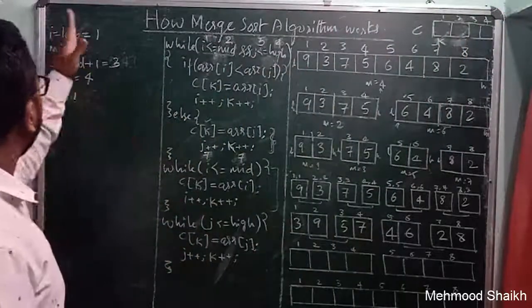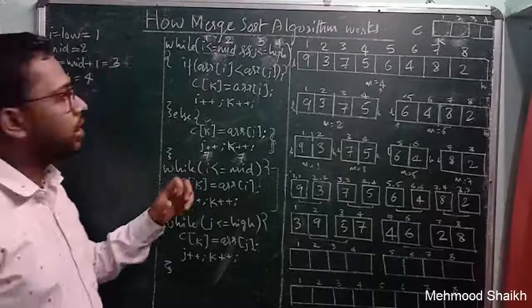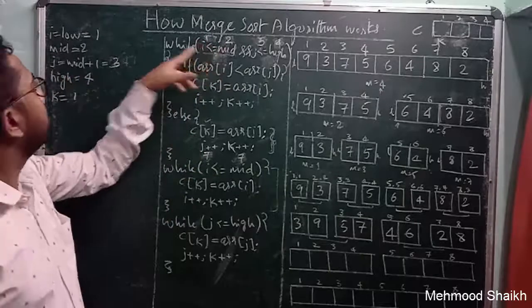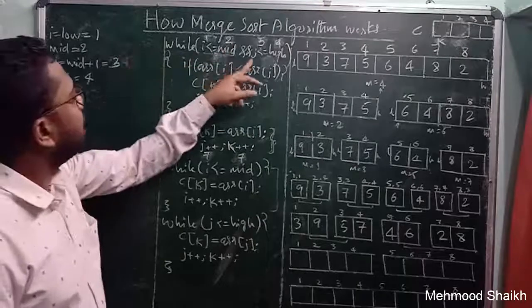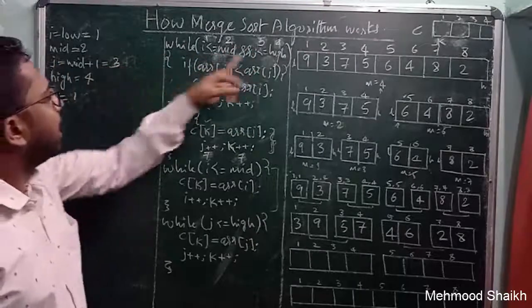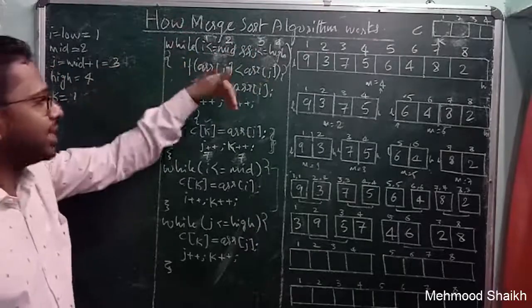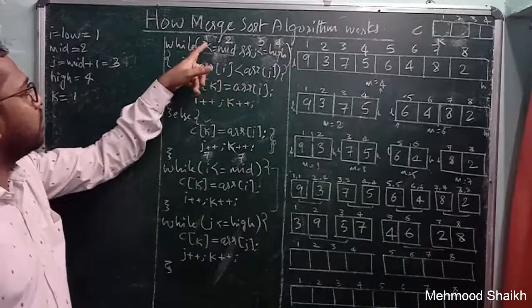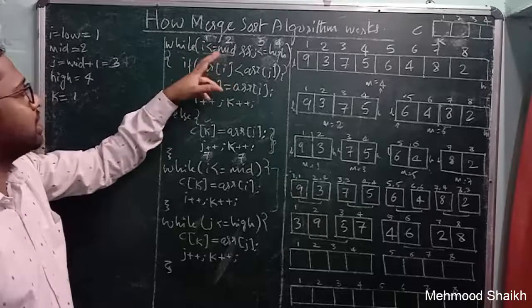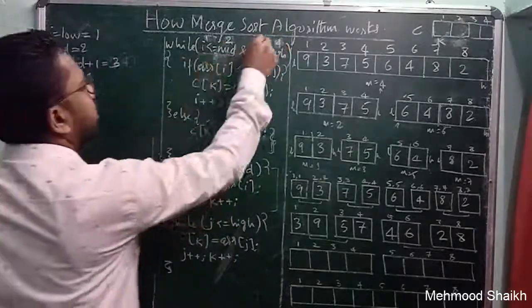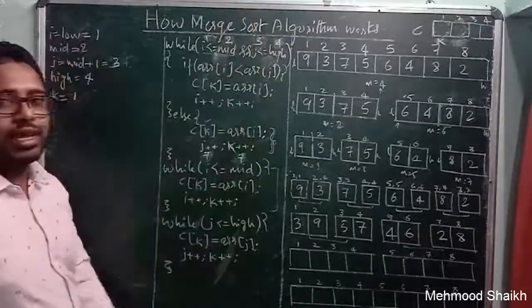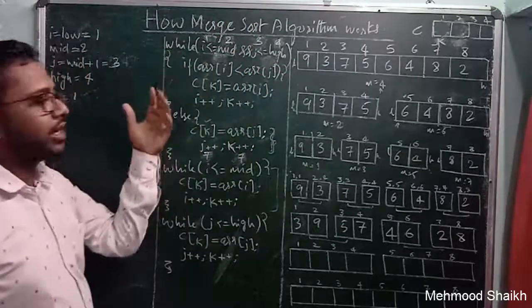So now we have to pass these values in this algorithm. Here you can see I have passed these values. I have set I equals to 1 and mid is 2 and J equals to 3 and high is 4. Now we need to check in this while condition. While 1 is less than or equals to 2, yes, condition is true, and here J is 3. 3 is less than or equals to 4. Yes, both of these conditions are getting satisfied.